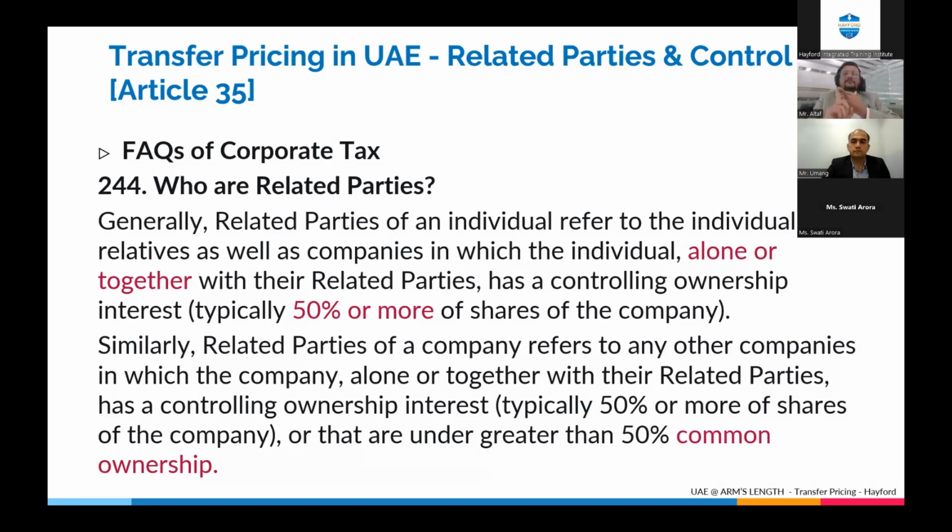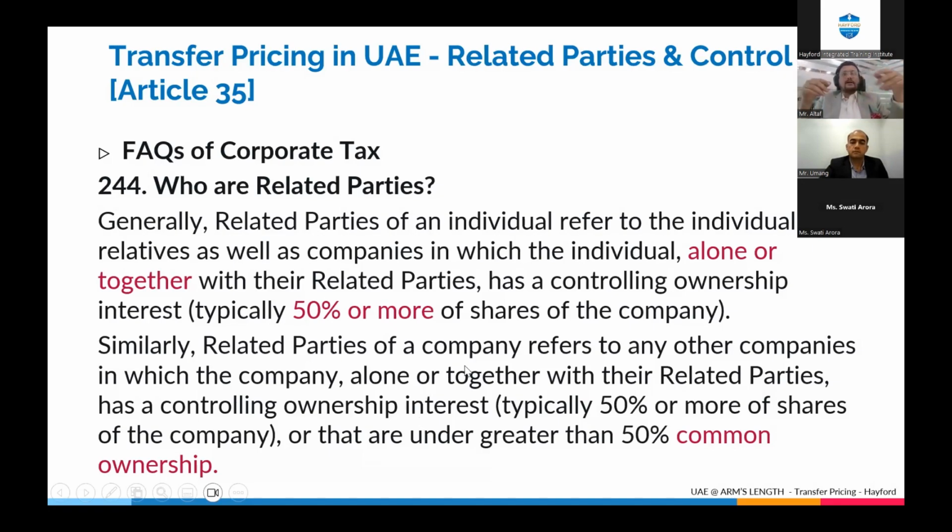It can be 50% of the shareholding. It can be 50% of the voting rights in the other company. It can be the right to receive 50% of profits or even liquidation proceeds. So all of those 50% rights or ownerships will make one party the related party of the other.